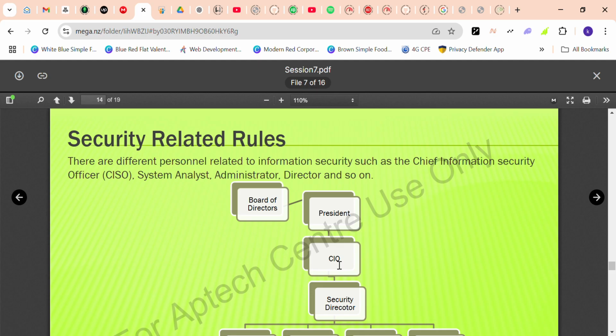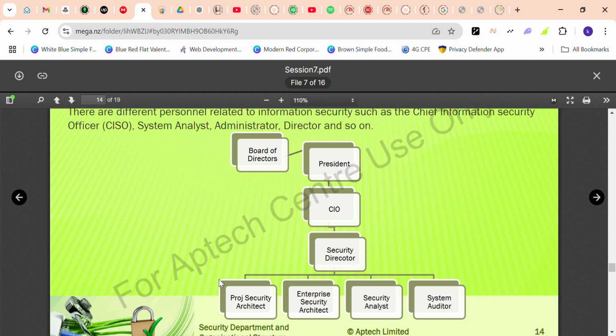Security related roles. These are security related roles for the CISO, Chief Information Security Officer. You have different personnel related to information security, which is the CISO. You also have system analyst, administrator, director, and so on. You have the board of directors, to president, to CIO. So I stop at the CIO.